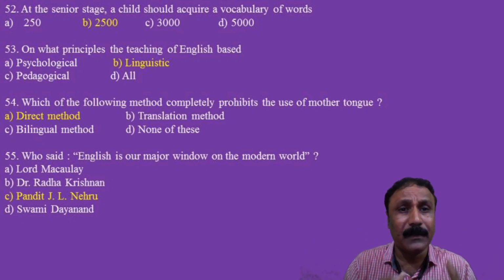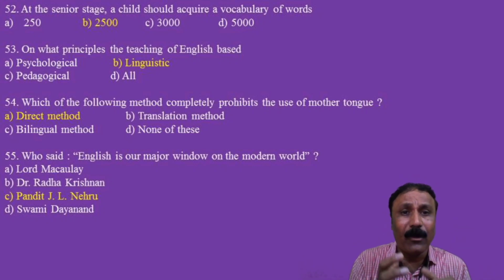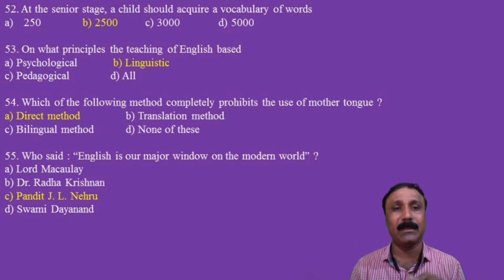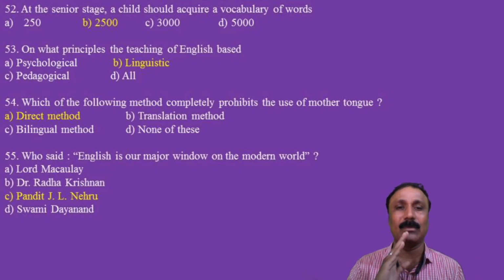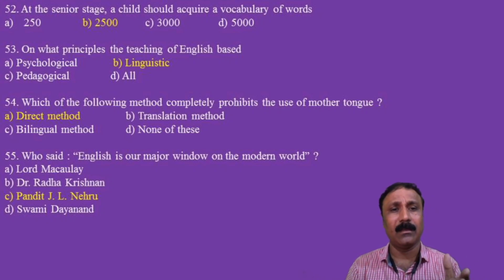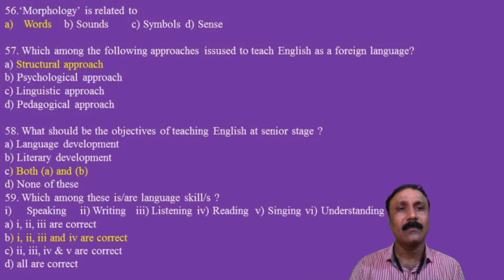On what principles is the teaching of English based? That is linguistic principles. Which of the following methods completely prohibits the use of mother tongue? That is direct method. In the direct method, the mother tongue is not used. Direct, only English to English. Who said English is our major window on the modern world? We all know that the first Prime Minister of India, Pandit Jawaharlal Nehru, said this. And morphology is related to words.